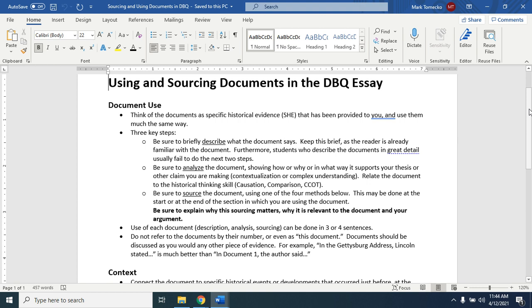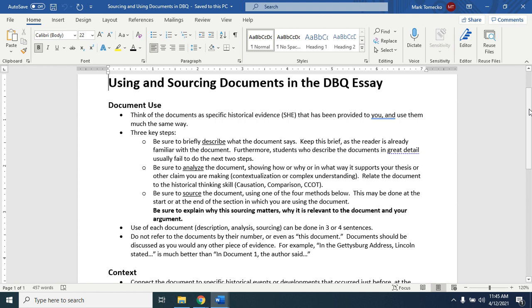When you are using a document in the essay, there are really 3 key things you want to do. And honestly, you can do all this in 3 sentences, most likely in this order. So first and foremost, you want to briefly describe what the document is telling you. Keep it brief because the reader is familiar with the document. They know these documents inside and out, so you don't need to really describe the document to them.